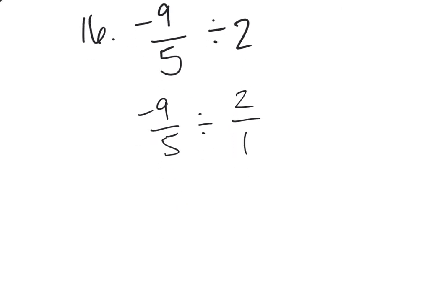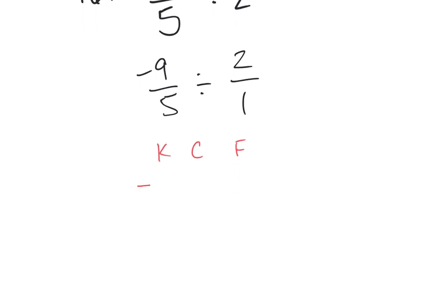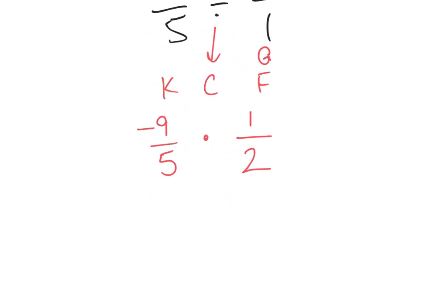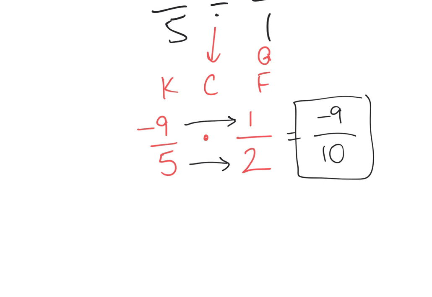All right, so now we're going to follow the KCF, keep, change, flip. We're going to keep negative 9 over 5 the exact same, so just rewrite it, change division into multiplication, and go ahead and flip this guy over here on the right side. So we're going to flip 2 over 1, and it's going to become 1 over 2. Okay, so once we keep, change, flip, now we just multiply straight across. Negative 9 times a positive 1 is going to stay negative 9. 5 times 2 is going to give me 10. There's no common factor between 9 and 10. So this is your final answer, negative 9 over 10.